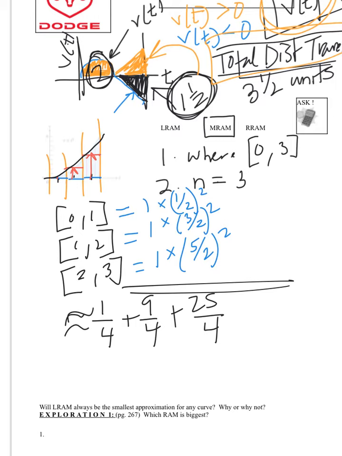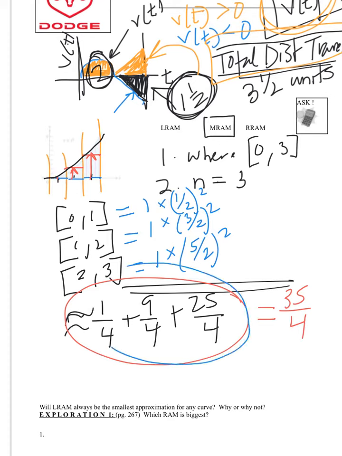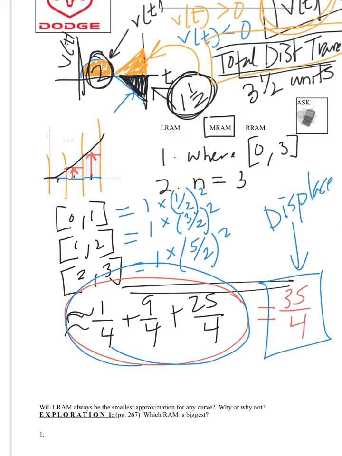So do you have to simplify that? Nope. On a multiple choice question you would, but on a constructive response, it would be easy enough to say that that is 35/4. Writing your answer just like this means the same thing as my answer. So the answer does not have to be simplified. It just has to be communicated what that accumulation would be. Again, this would be the displacement of the object from 0 to 3 seconds.